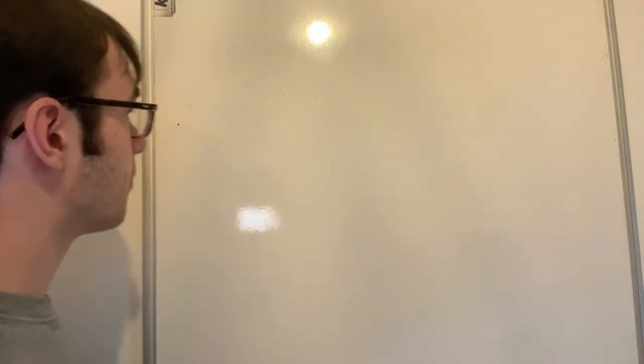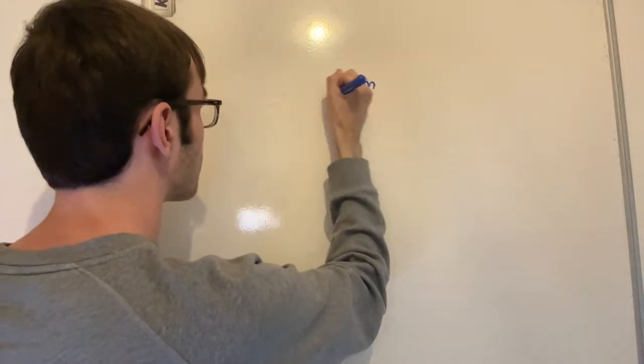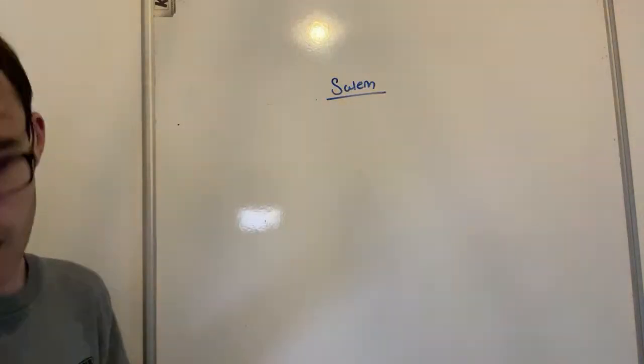Okay, causes of the hunt. So I'm going to break this down into 2 sections. Causes of the hunt and the reasons why the hunt ended. So we're going to start off with Salem. And this is the context. And all the information I'm getting is from the mark schemes.